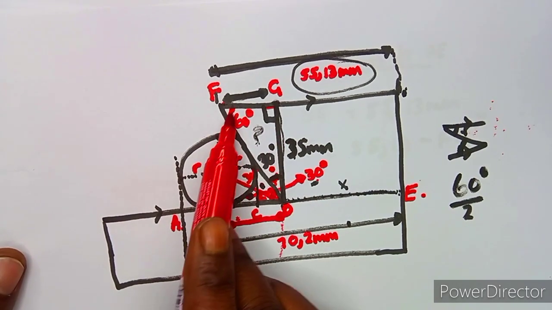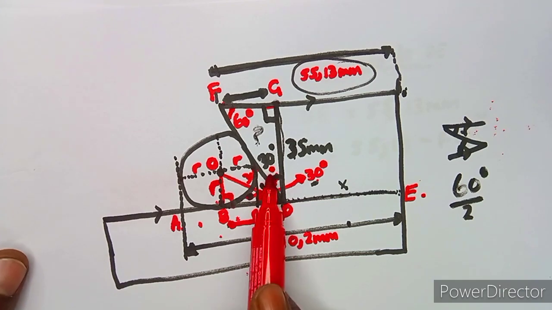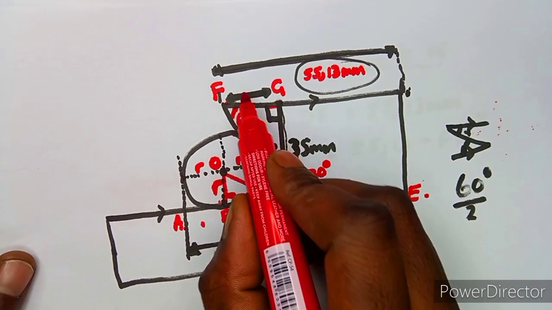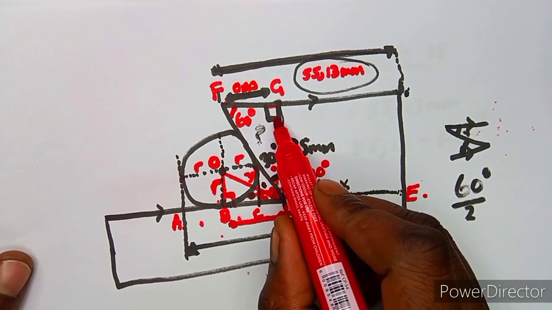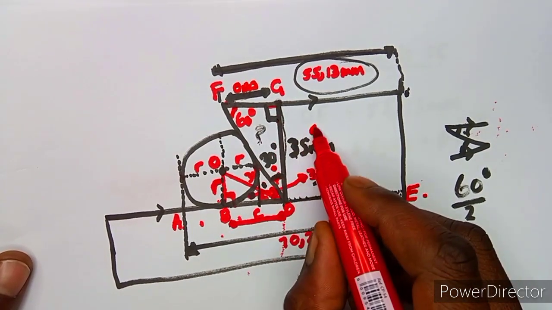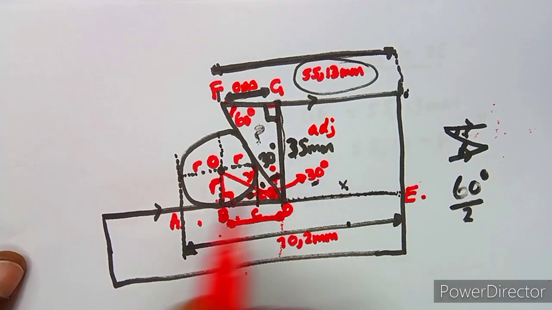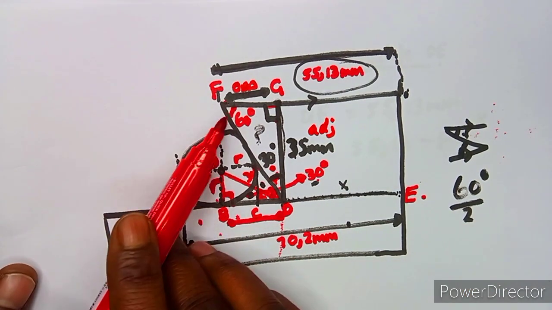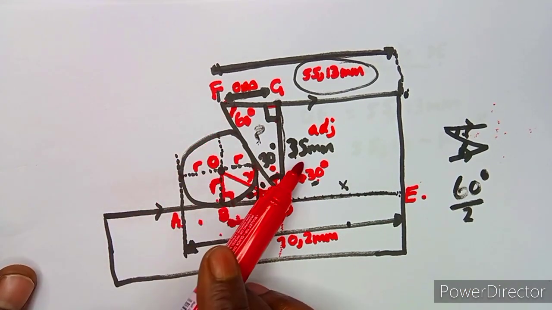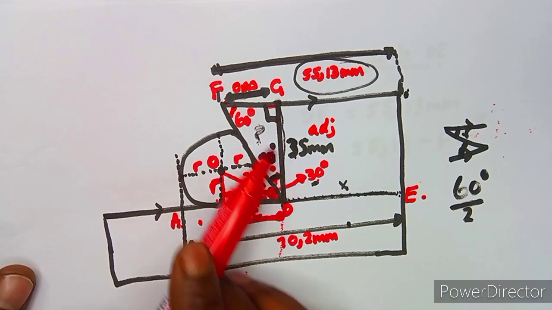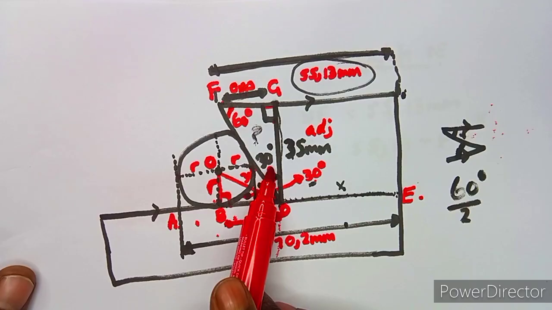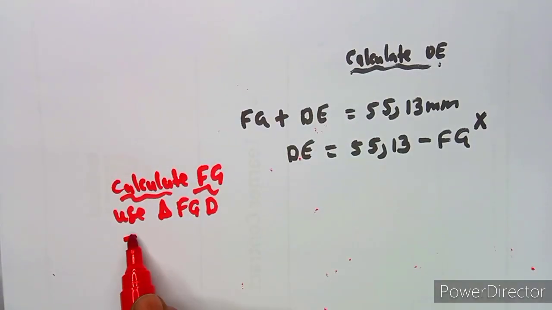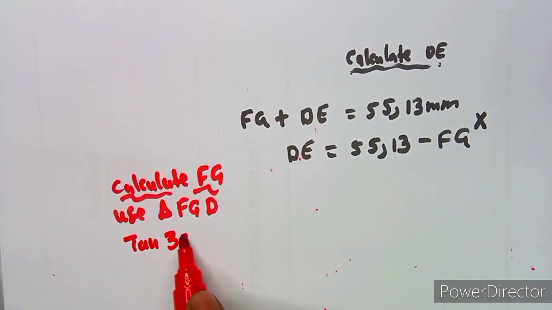Or you can just use this 60, it's one and the same thing. So if you use this 30, this is going to be your opposite here. And this is angle of 90, and this is going to be your adjacent. But if you use 60 degrees, this 35 is going to be your opposite, and this will be your adjacent. Take note. Here I said I'm using 30, so that's tan 30 degrees.